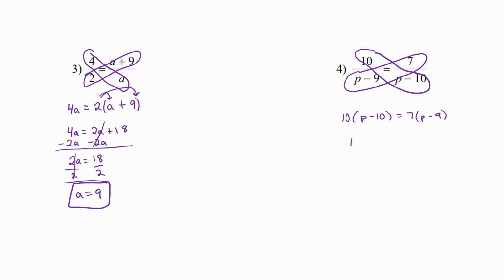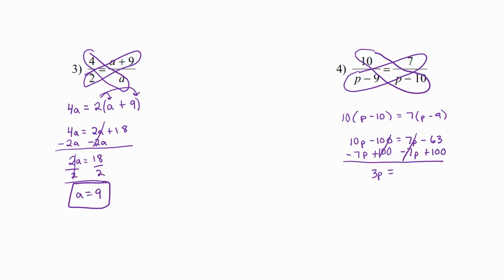So distribute the 10. It's really easy to forget to actually distribute. Even if you draw the arrows up above, it can be really, really easy to forget to actually multiply. We want to get the p's on one side and the numbers on the other. So I'm subtracting 7p over toward the left and I'm adding 100 over toward the right, or you could do that the other way around.